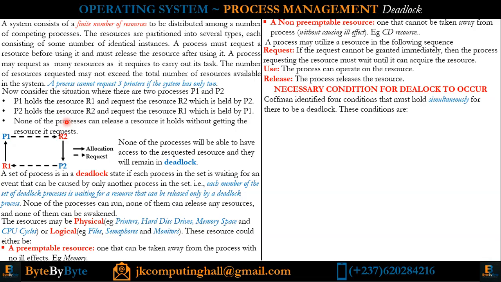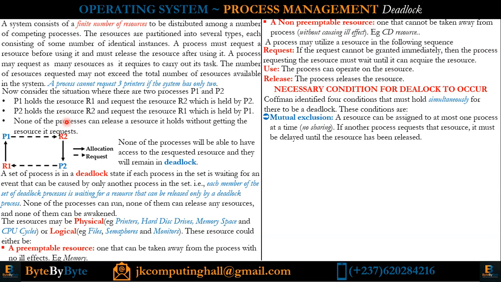These conditions are mutual exclusion. Mutual exclusion means what? A resource can be assigned to at most one process at a time. That is, there is no sharing. That is what we call mutual exclusion. If another process requires that resource, it must be delayed until the resource has been released.